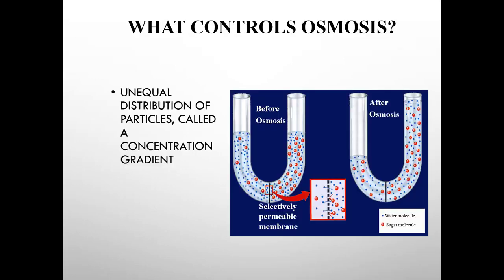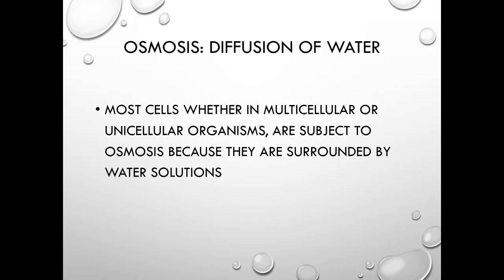What controls osmosis is the unequal distribution of particles, called a concentration gradient. On the left-hand side, you can see what it looks like before osmosis. There's a concentration gradient on the right-hand side of this graphic. In order to create homeostasis, the water will move into that other side to balance out the concentration gradient between the sides. Most cells, whether multicellular or unicellular, are subject to osmosis because they're surrounded by water solutions.